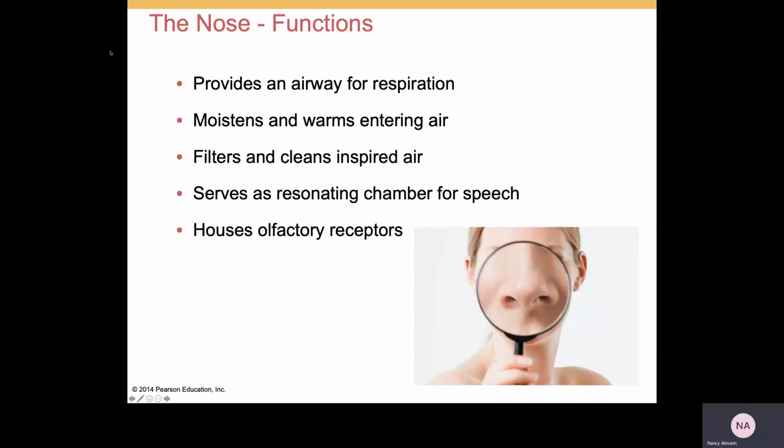The nose is our first and most obvious respiratory structure. We know that it provides a pathway for air to enter. It does warm and moisten air that's entering the respiratory tract. It is also going to filter and therefore clean that air that you're breathing in. You're going to have nose hairs that will help trap particles to keep them from going down into your lungs. The nose also helps you with voice resonance, and it is also going to house the olfactory receptors.